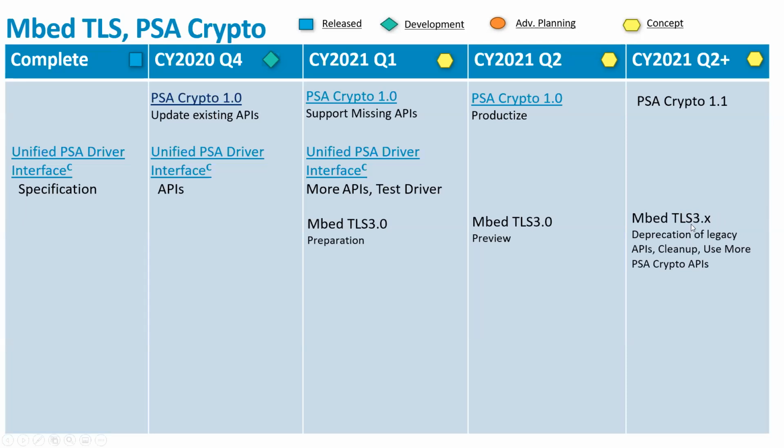And Mbed TLS, if you look at the Mbed TLS stack, now it partially uses the PSA crypto APIs. During the 3.x releases, we want to get to a point where Mbed TLS fully uses the PSA crypto APIs. And when we get to Mbed TLS 4.0, again, I'm showing it as Q2 plus, which really means it can be anywhere after the first half of 2021, we create Mbed TLS 4.0, where we remove all the legacy APIs and Mbed TLS fully relies on the PSA crypto APIs. But more details to follow in the next presentation.